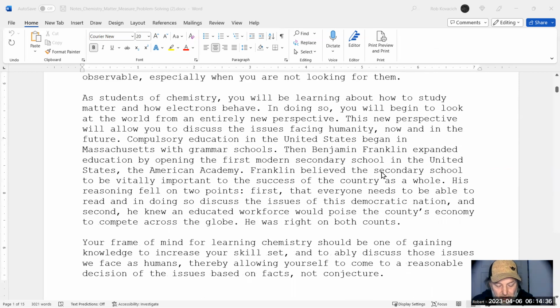So we are here to learn stuff so we can move on to whatever our personal goals are. But a greater goal is a societal goal of understanding what chemistry is about, and then being able to pick people that you would like to be your representatives in government. All right, that's it.